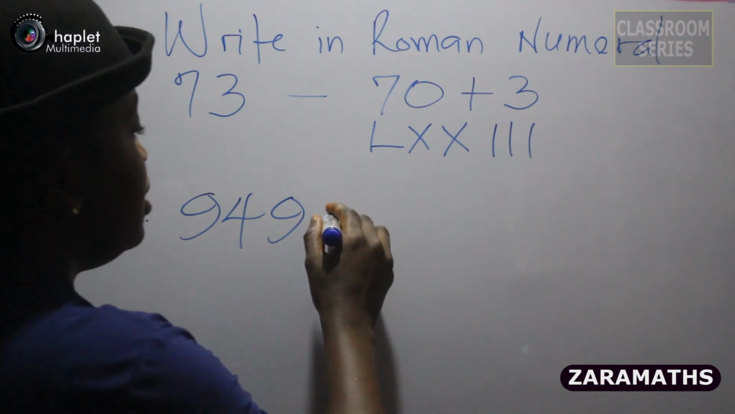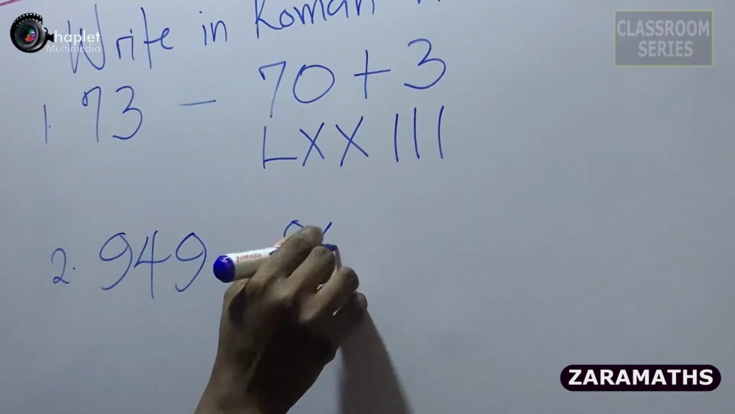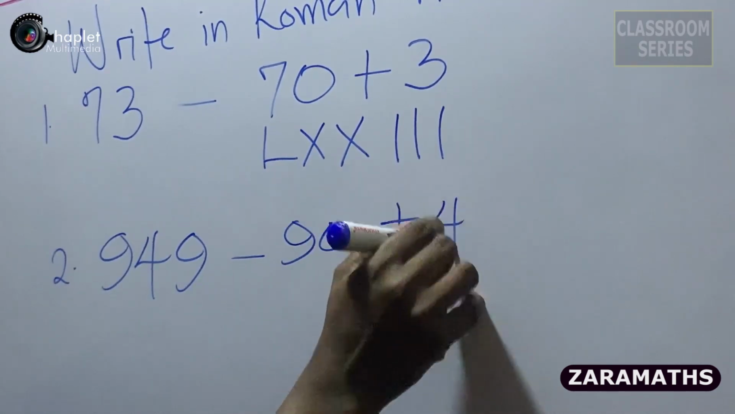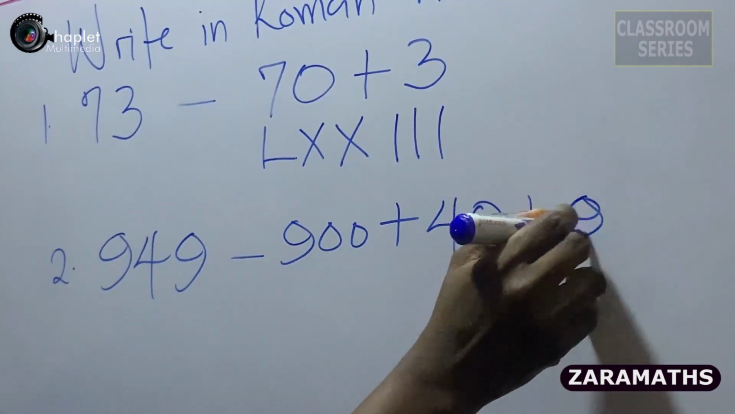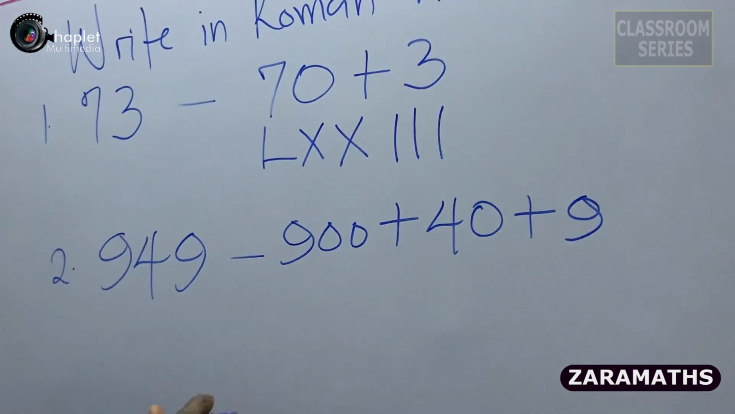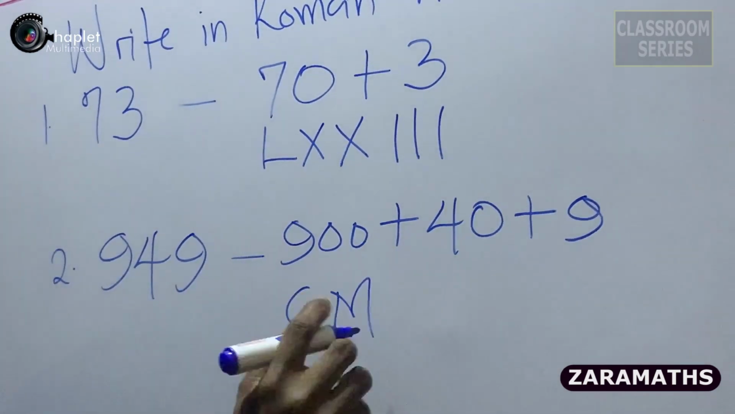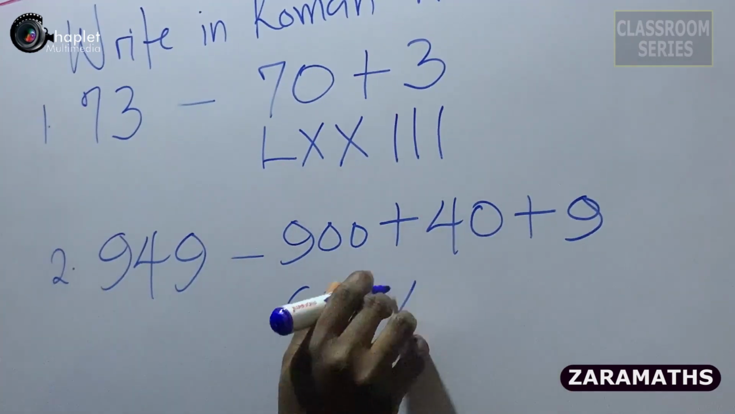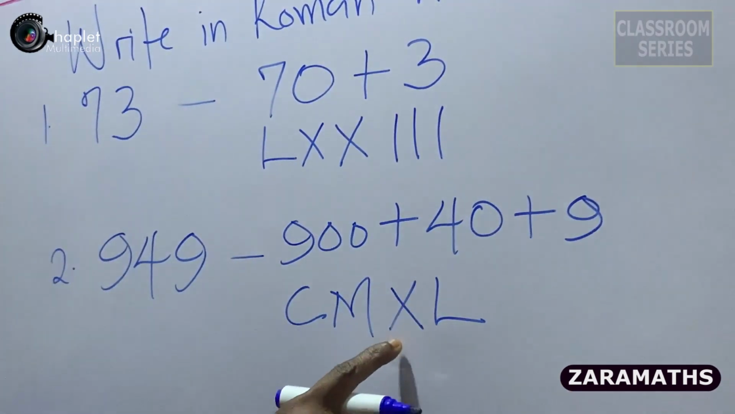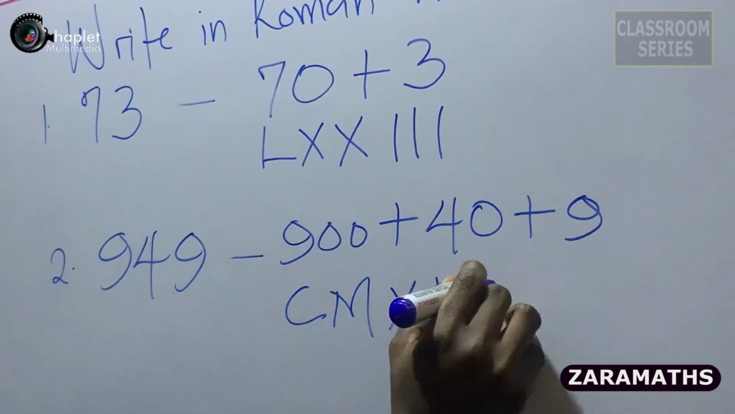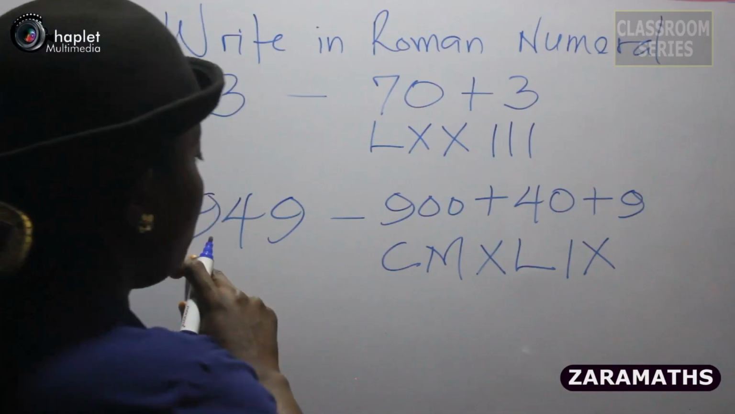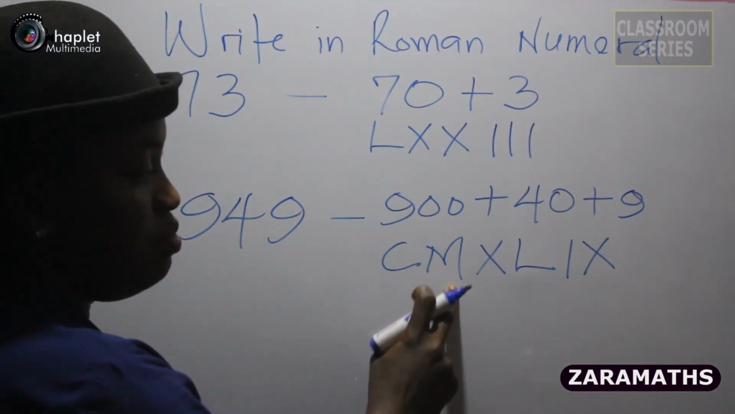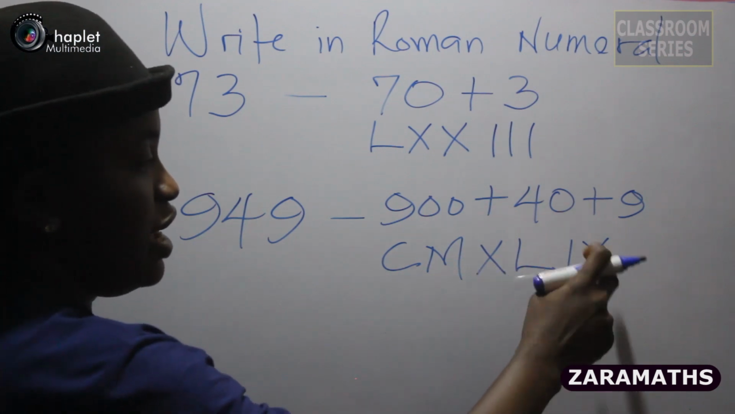949. This can be written as 900 plus 40 plus 9. 900 is CM, that is M minus 100. 40 is XL, 50 minus 10. 9 is IX. So 949 is CMXLIX.